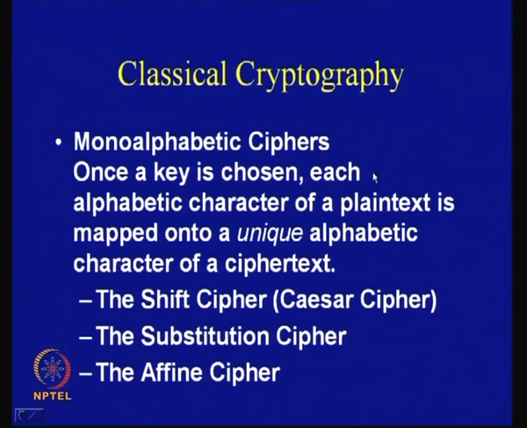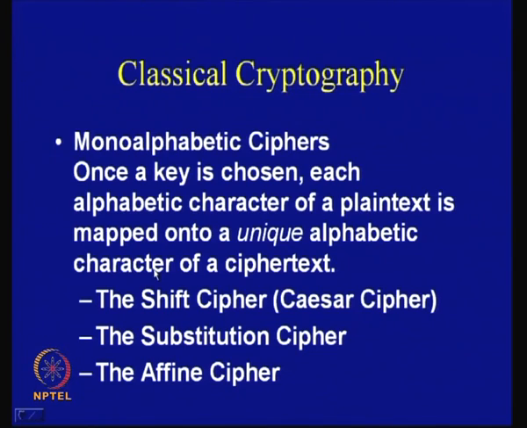So in classical cryptography, we will essentially see two important classes of ciphers. One of them is called the monoalphabetic ciphers, and these are some of the primitive ciphers that we have come across. Once a key is chosen, each alphabetic character of a plain text, in this case let's consider the plain text to be made of the 26 letters of the English alphabet, is mapped onto a unique alphabetic character of a cipher text.